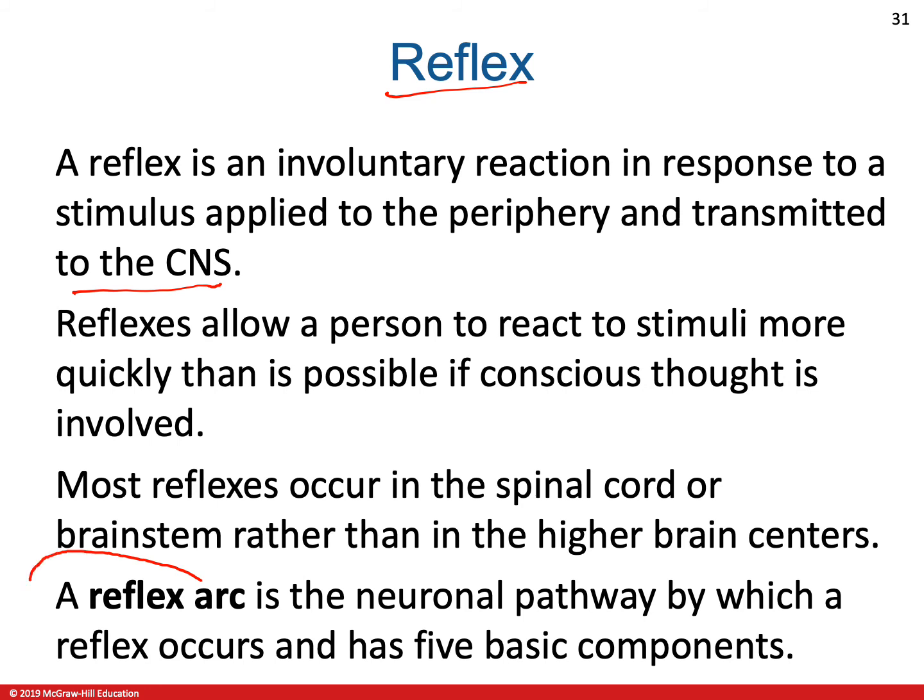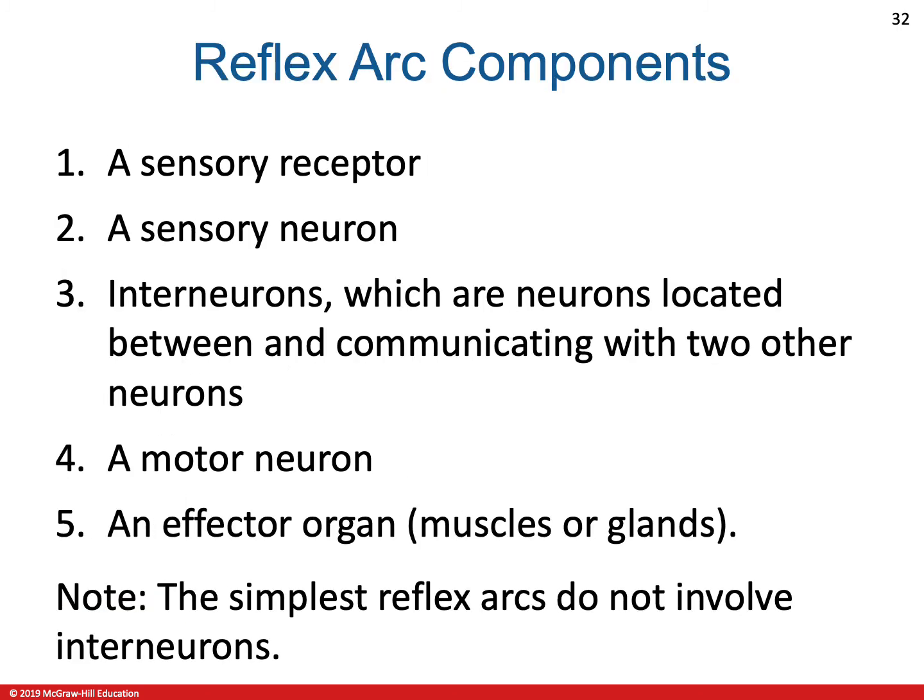We have this reflex arc, which is the neuronal pathway by which a reflex occurs, and it has five basic components. The five basic components of your reflex arc are the sensory receptor, the sensory neuron, and inside the spinal cord, your interneurons, which are located between and communicate with other neurons.